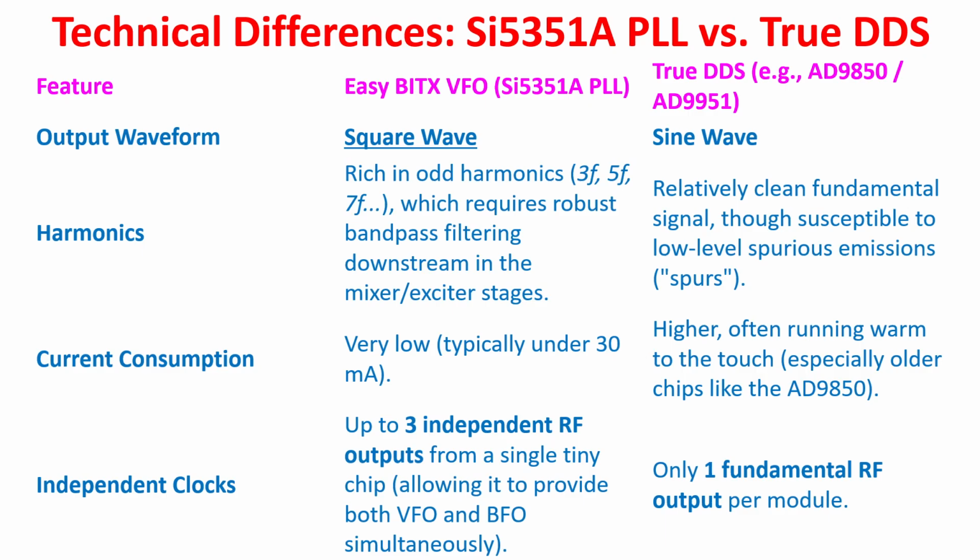Because the SI5351A generates a square wave, checking the VFO or BFO output line directly with a simple RF probe or oscilloscope will show a digital signal rather than the smooth analog sine wave. The conversion to a clean operating frequency happens down the line as it runs through the trifilar transformers, the diode ring mixer, and the transceiver's tuned band pass filters.